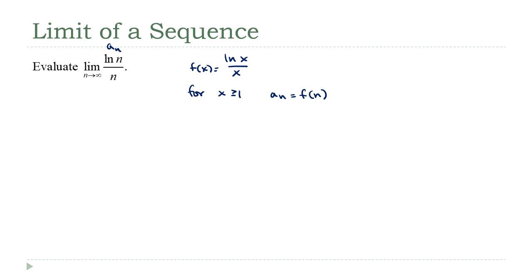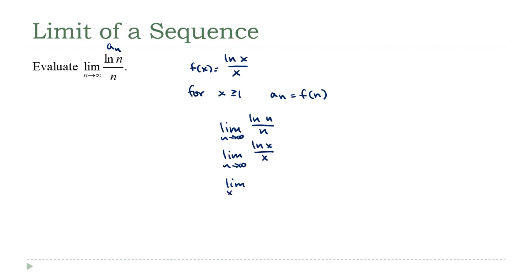So what the theorem tells us now is that the limit as n goes to infinity of the sequence, the log of n over n, is equal to the limit as x goes to infinity of the log of x over x. Now we're not talking about a sequence anymore. Now we're talking about a function. So L'Hopital's rule does apply. And if we differentiate, the limit stays the same.